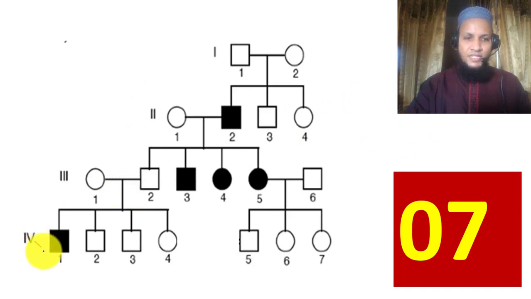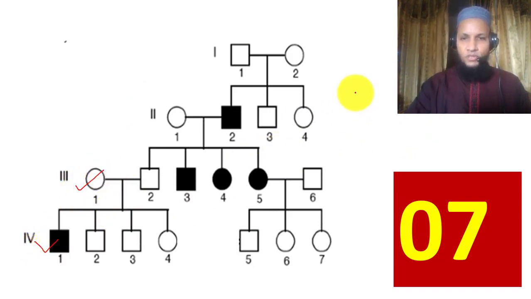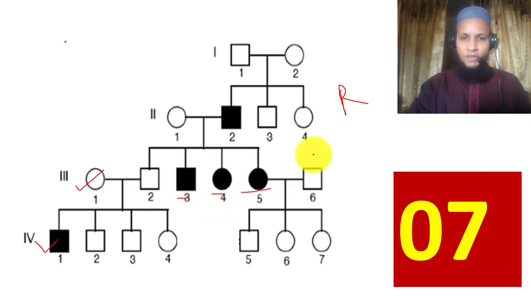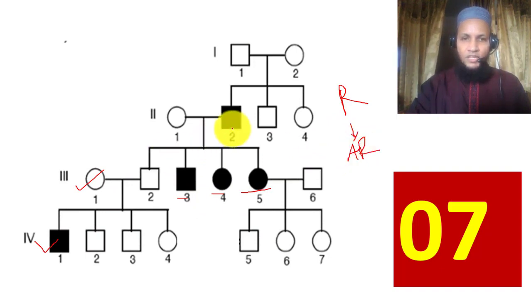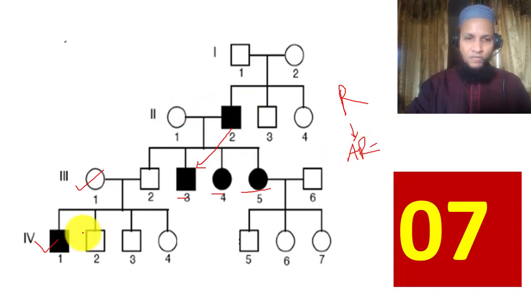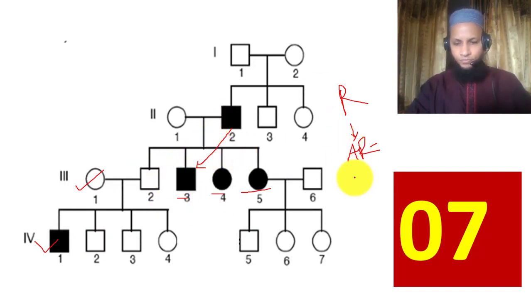Here you can see there is skipping of generation. So this is recessive disease and both male and female are affected. So this may be autosomal recessive, and there is male to male transmission. It confirms it is autosomal recessive, and there is no other pattern like father transmitting the disease to all of his daughters, etc.